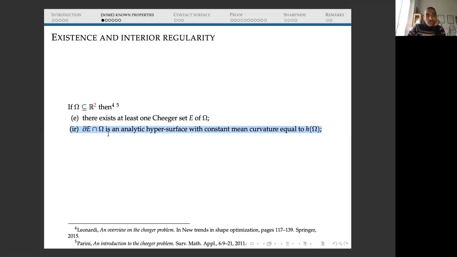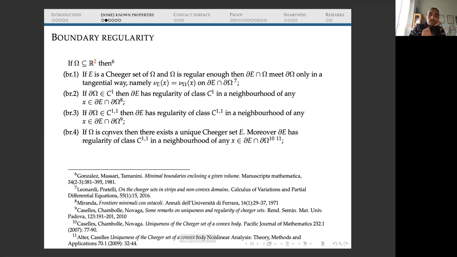Okay, so you have the interior regularity. You can also add a boundary regularity. If you have omega a bounded open set in R^2, then the first boundary regularity that you can state concerns the way in which the free boundary meets the boundary of the ambient space. If omega is regular enough, then the free boundary can meet the boundary of the ambient space only in a tangential way. So not orthogonally, not with an angle, but really tangentially.